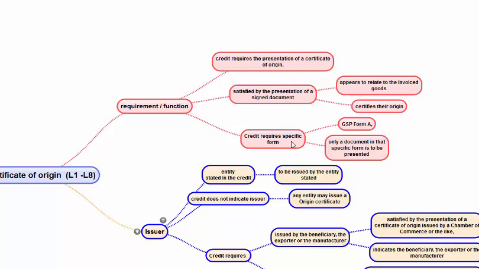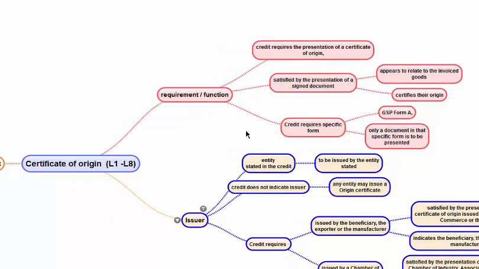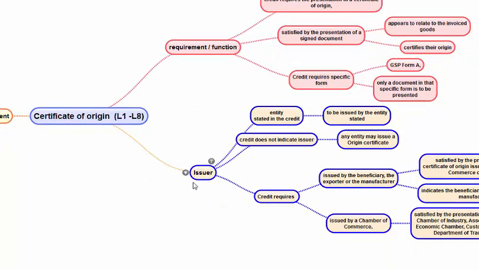If the credit requires a specific form like a GSP Form A or something like that, then only a document in that specific form is to be presented. If the credit does not specify a format, then it should appear to relate to invoiced goods, it should certify their origin. That should be adequate. If it specifies a form, then GSP Form A, Form 10, all those things will be required. This is when a credit calls for a certificate of origin.